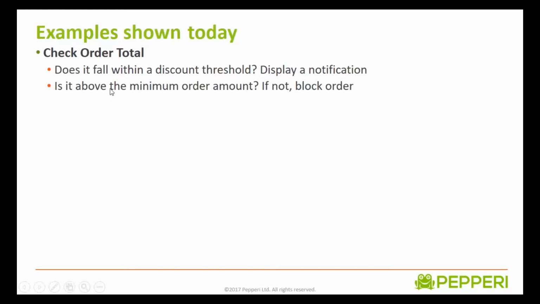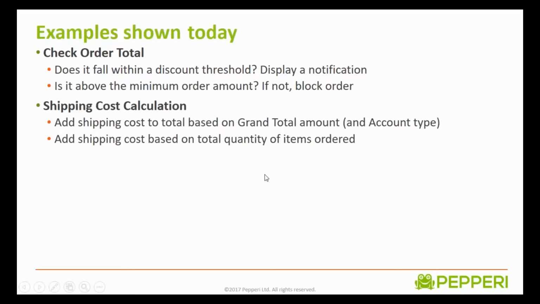Another order total that can be checked is a minimum order amount. Do you have minimum order amounts? Maybe you even have minimum order amounts per customer type. Smaller customers maybe can order less, while larger customers have a larger minimum order amount. And if the order is not above this minimum, you want to notify and even block the order. We'll show exactly how to do that example.